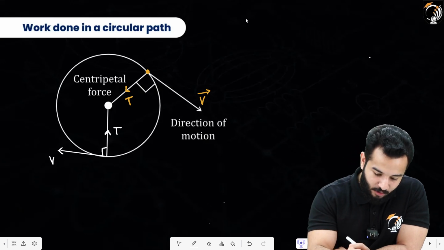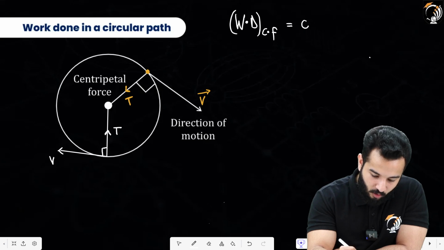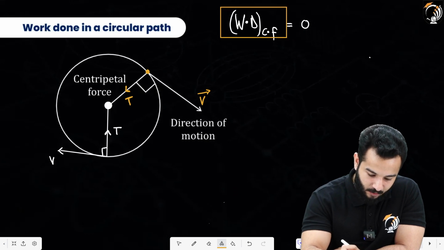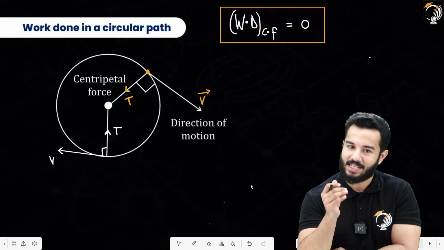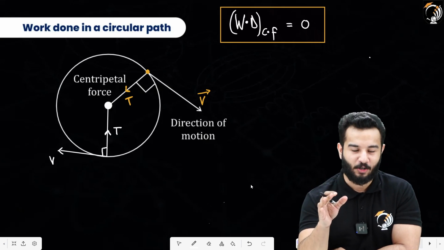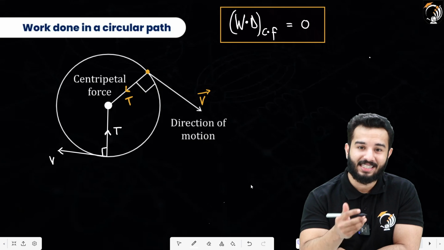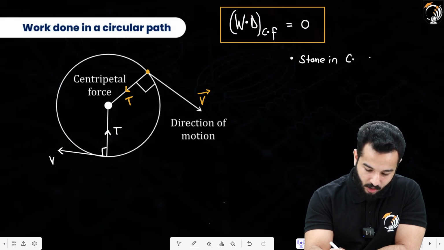So what we are trying to say is that the work done by centripetal force is always going to be zero, as I've just told you that whenever the angle between the force and the displacement is 90 degrees, the work done by that particular force is zero. So when we talk about different cases, like for this one, I said that we have got a stone in circular motion, or I can talk about a satellite.